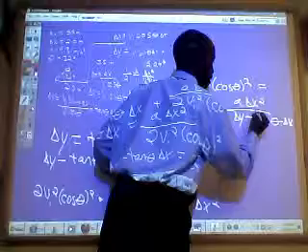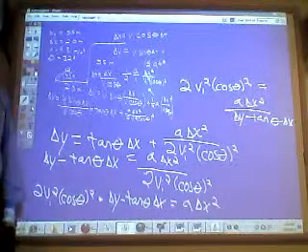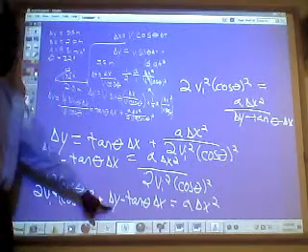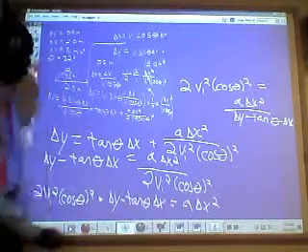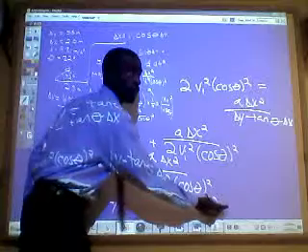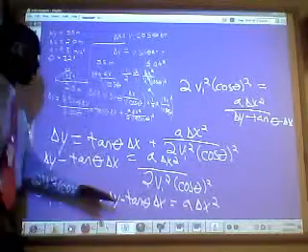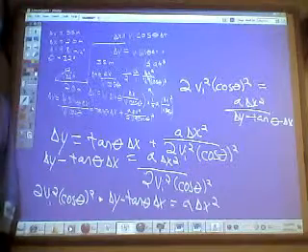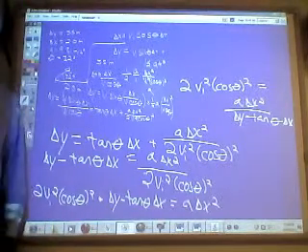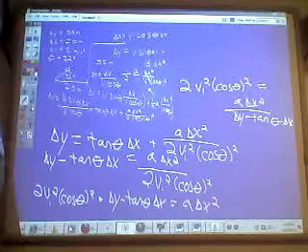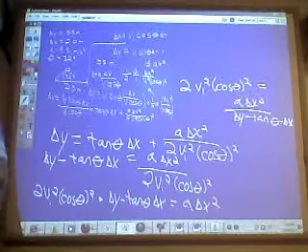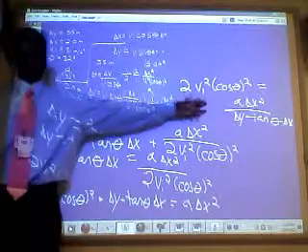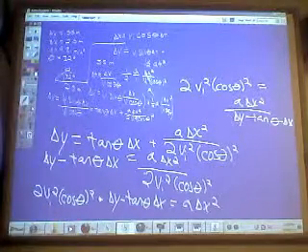I divided this side by delta y minus tangent theta delta x, canceled this out and moved it over here. Divide both sides by this. This is my formula. This is where I am now. Now, what's my next step?